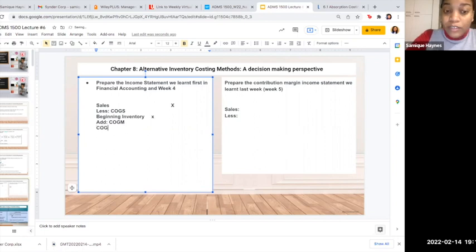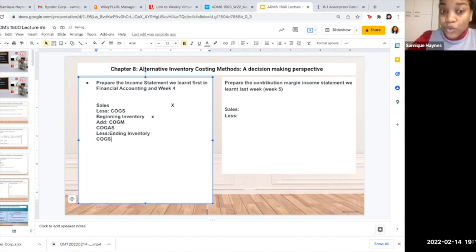Gives us a cost of goods available for sale, less an ending inventory, which gives us a cost of goods sold. This gives us cost of goods available for sale. And then we deduct our ending inventory, ending finished goods. And this gives us a cost of goods sold.